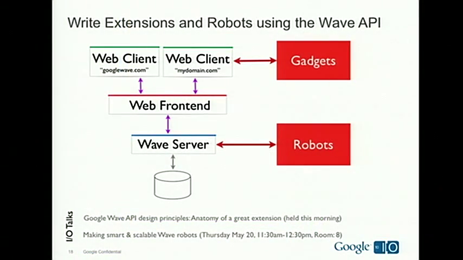The first one you're probably quite familiar with. There's gadgets and there's robots. There were 2 talks at Google I/O this year. The first one has already happened. That was this morning. The second talk is tomorrow. Gadgets are client-side, or mostly client-side extensions. Robots are a combination of client-side and back-end. So those are separate APIs, and they don't really have to do with federation at this point.